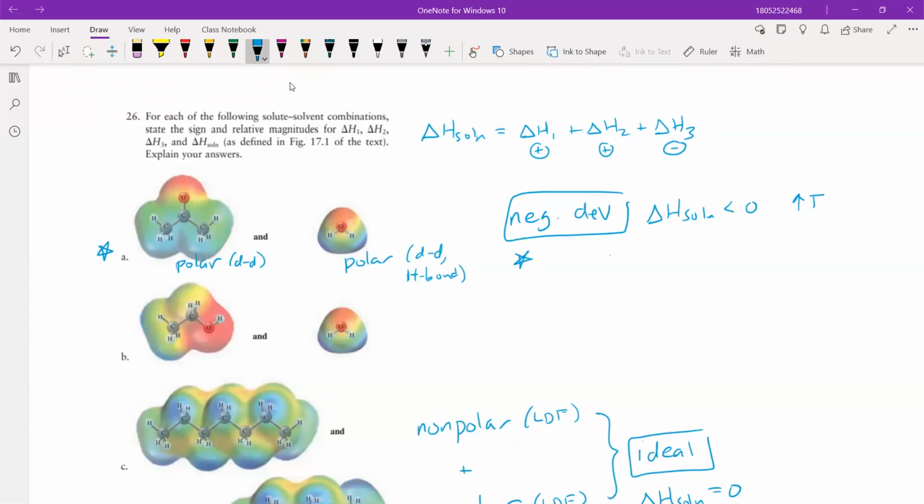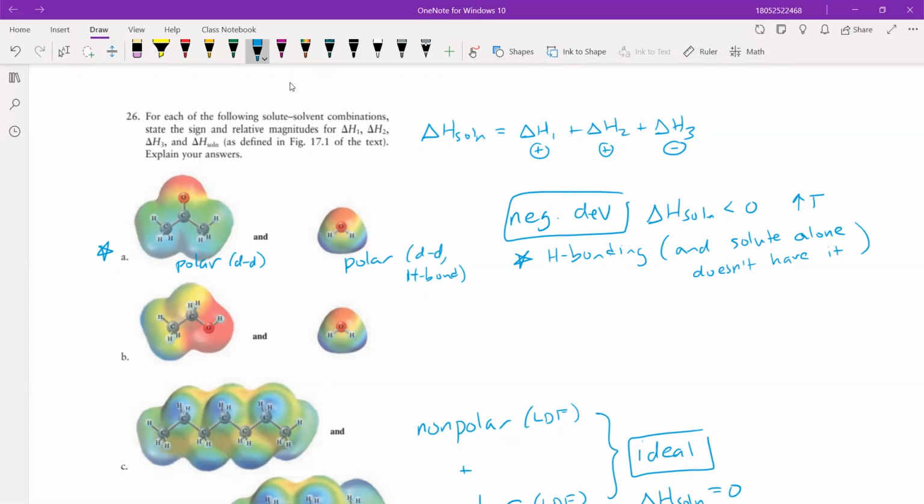So yeah, H bonding. And if the solute alone doesn't have it, it doesn't matter if it's a solute or solvent, but basically one of them, like the acetone, doesn't have hydrogen bonding by itself. It does with water.